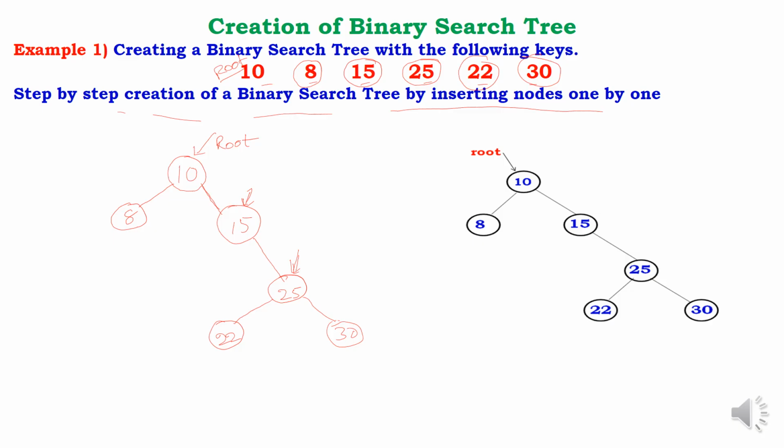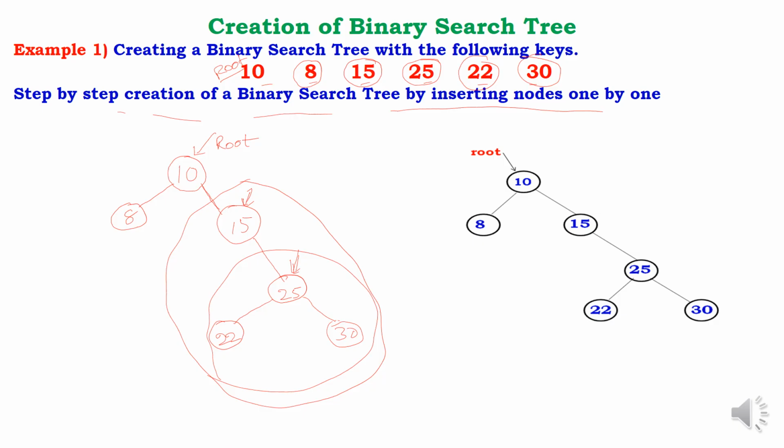Suppose you take this particular subtree: 25 is parent, 22 is left node, 30 is right node. The 22 left node is less than the root node and the right node is greater than the root node. Here 15 is the root node, there is no left node, there are only right nodes. So 15's right node is 25, and 25 is greater than 15. In this fashion, we have added all the nodes as a binary search tree.